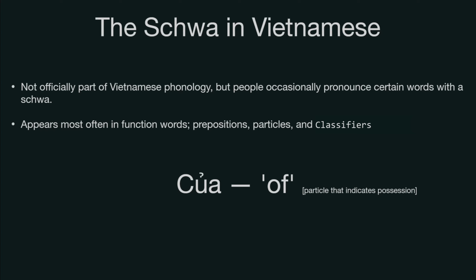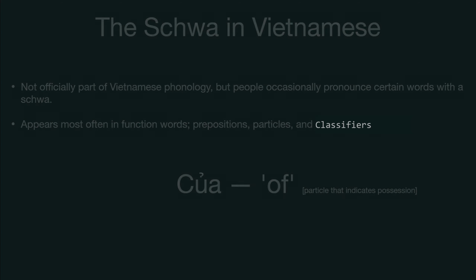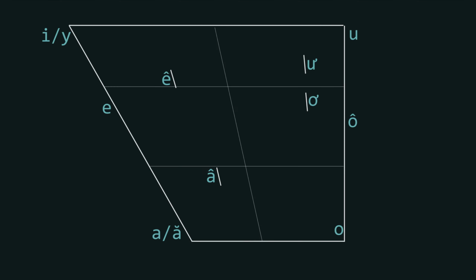But again, as I said, the schwa is pretty rare in Vietnamese, so it's not something that you really need to be worrying about. With that out of the way, we can move on to the diphthongs. As a refresher, a diphthong is a vowel sound composed of other vowels, and English only has a handful of valid combinations, such as ay, oy, eye, and ow.